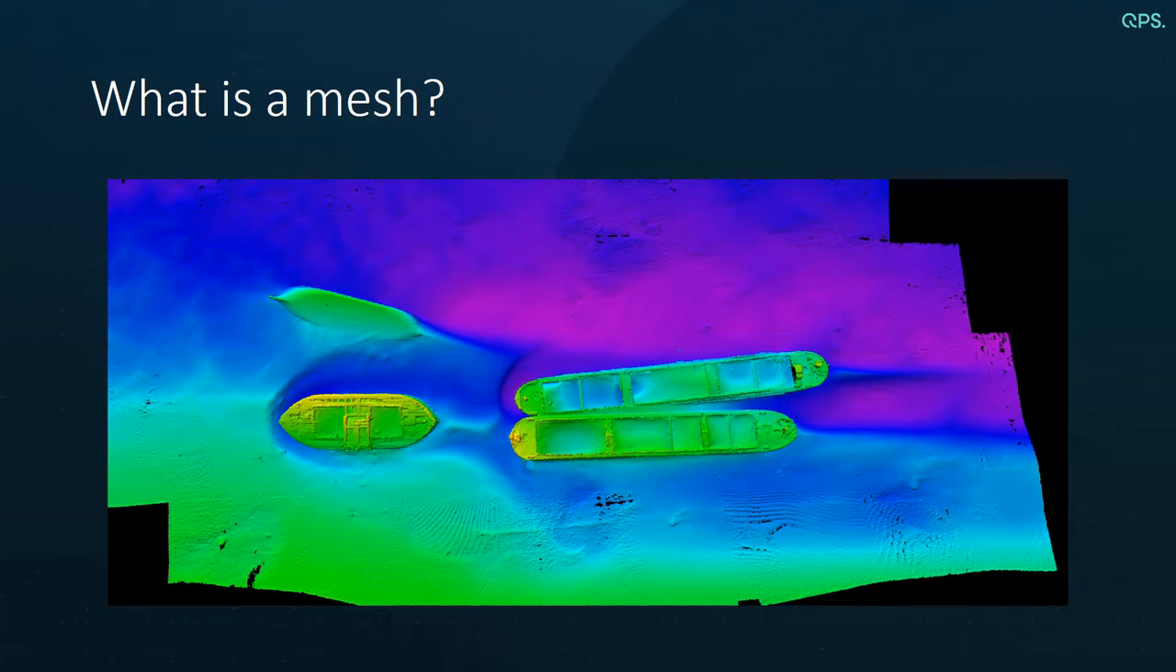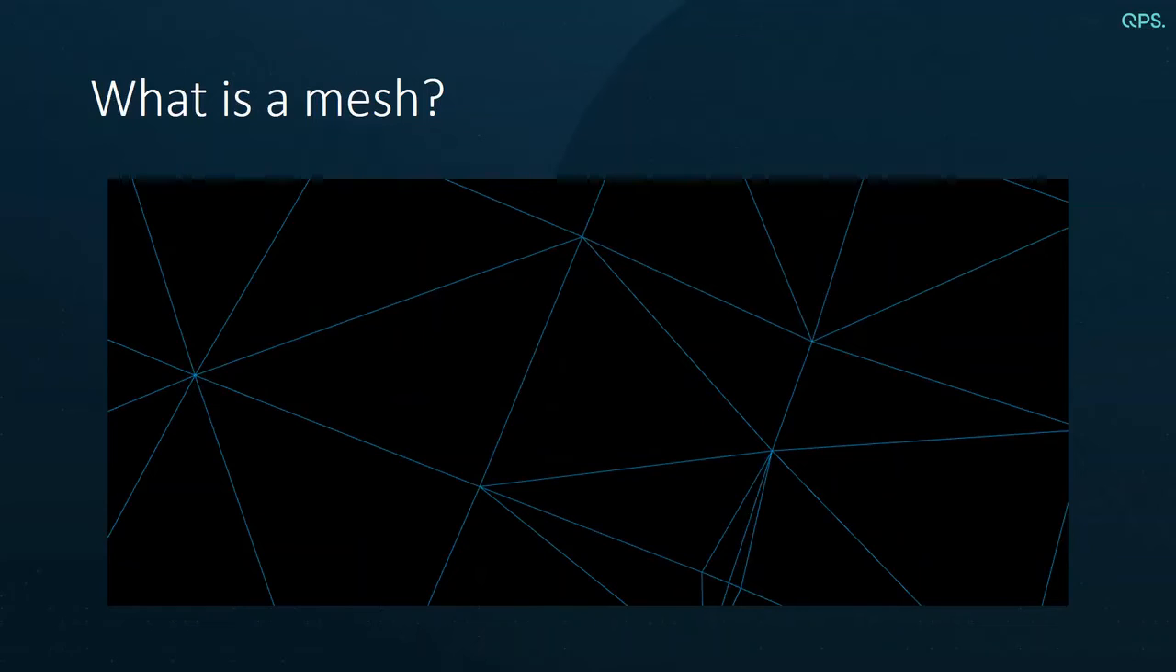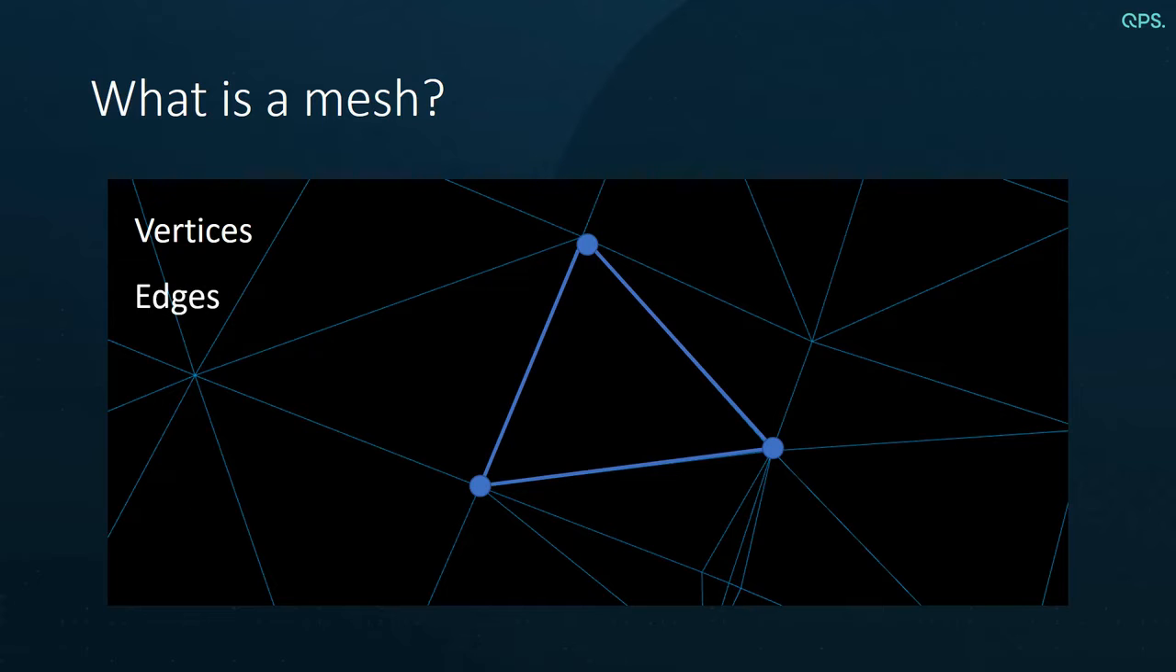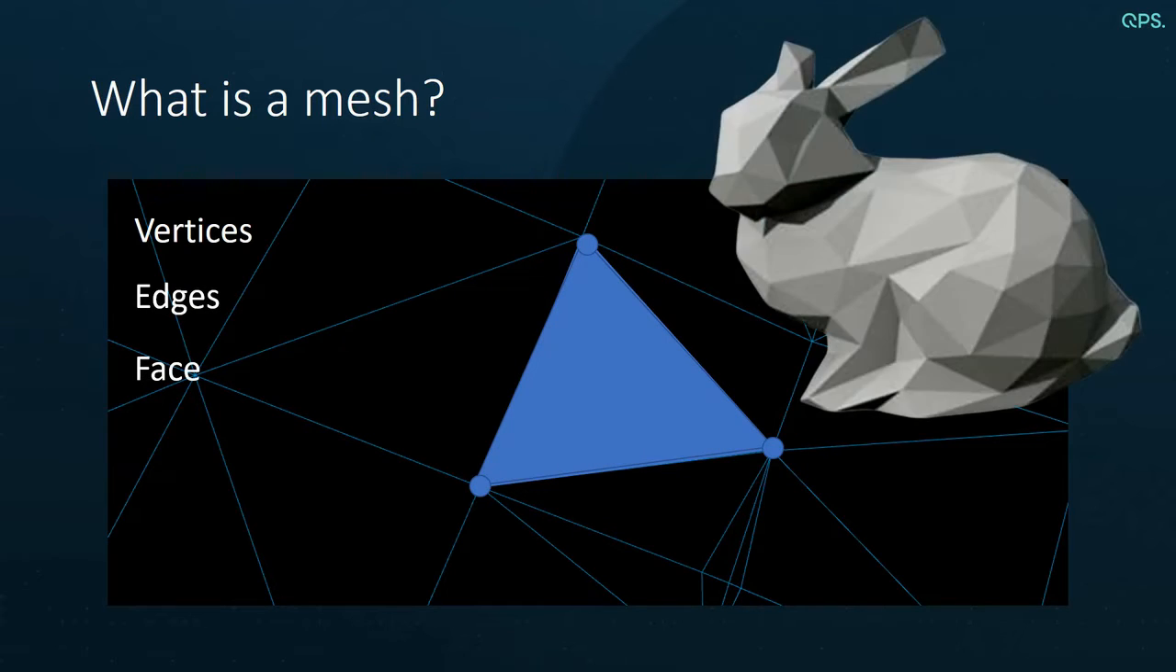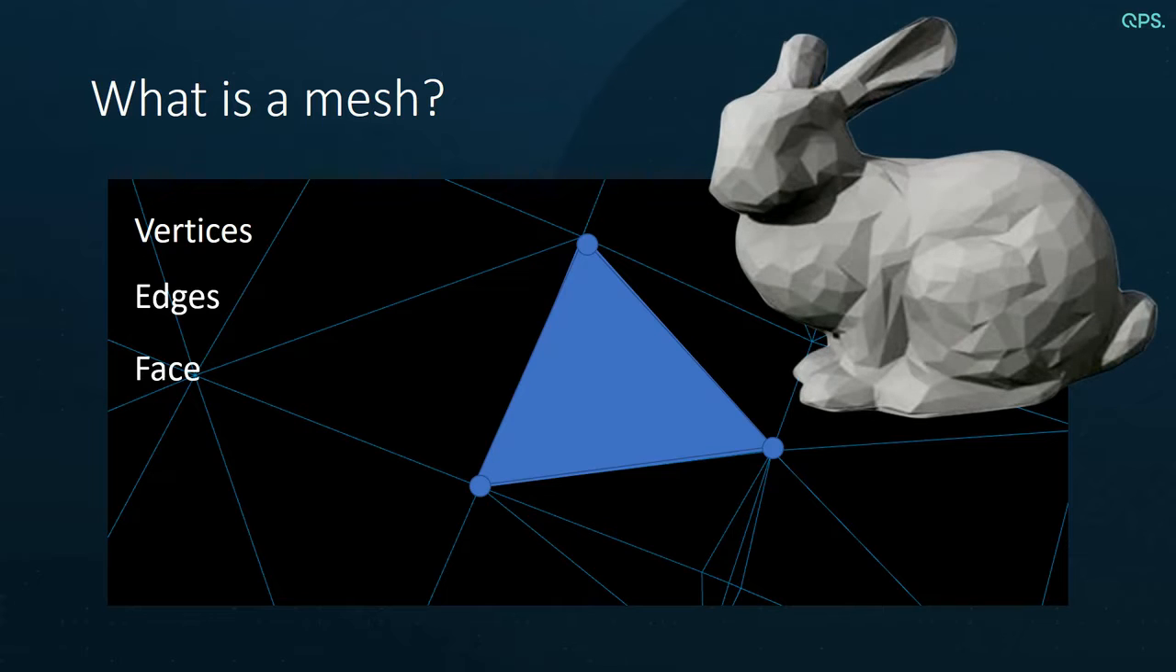Before we go any further, I want to take a minute to talk about what is a mesh. If we look at this example, we can zoom in until we get down to the individual triangles that create the mesh. Each triangle is made up of a series of vertices, which are then connected by edges. Putting that together, we can form the face of the triangle. Now, when we put multiple vertices, edges, and faces together, we can represent objects such as this rabbit. Increasing the number of triangles gives us a more accurate representation of the shape.